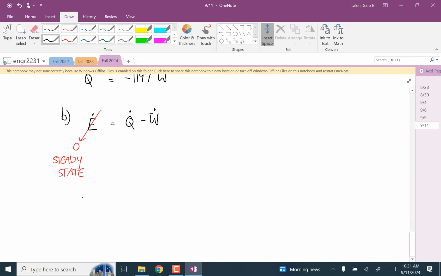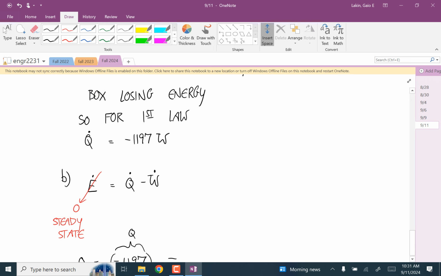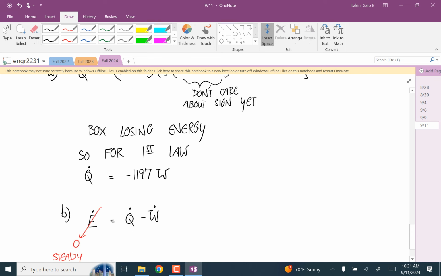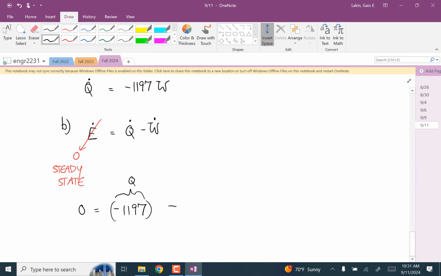And so we have 0 is equal to negative 1197. That's Q. And then minus, so what work do we have? There is work being done to the box that's equal to 60 kilowatts. Okay, so work done to the box, is that positive or negative W? Negative. Right, so here we have negative 60 times 10 to the third.